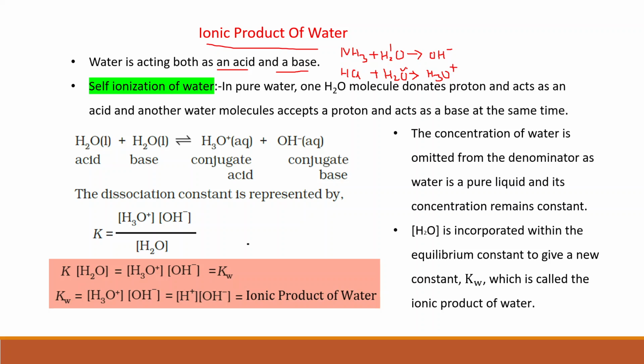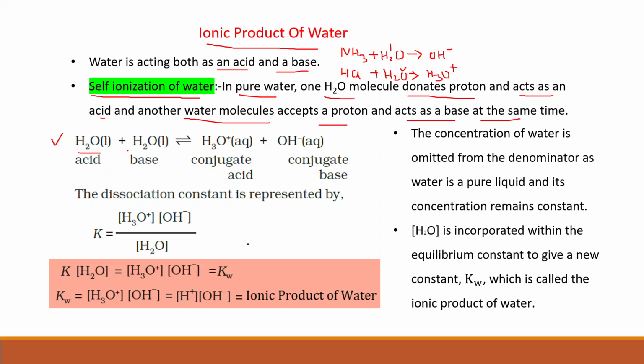This can also be understood if we consider only the water. So we can say there is a self-ionization of water. In pure water, one H2O molecule donates a proton and acts as an acid, and another water molecule accepts a proton and acts as a base at the same time. And this self-ionization of water can be represented by this equation.